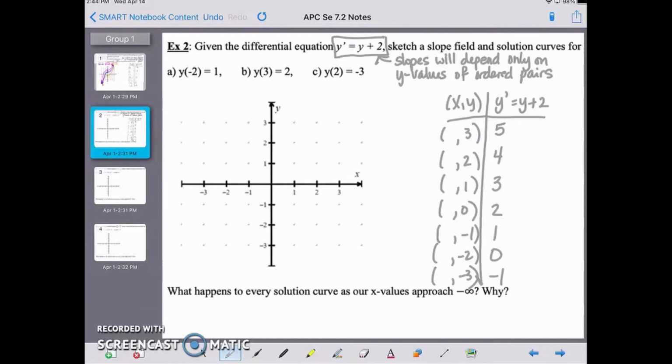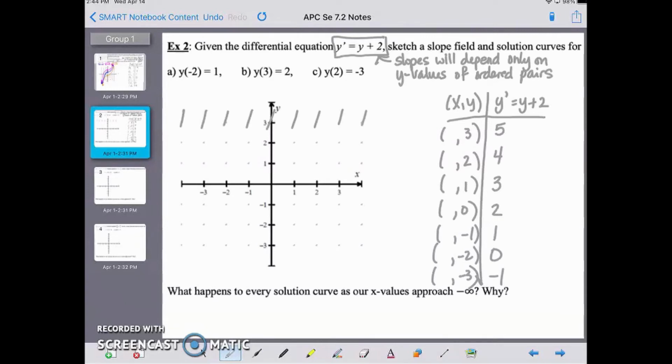Because my slope only depends on y, whereas in example 1, my slopes were in vertical lines. So anywhere that y is 3, so basically the horizontal line that runs across the top of my graph, my slope is going to be 5. So I'm going to try to sketch something that's pretty steep here.